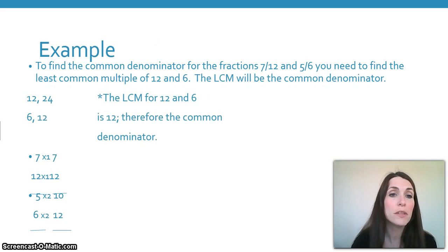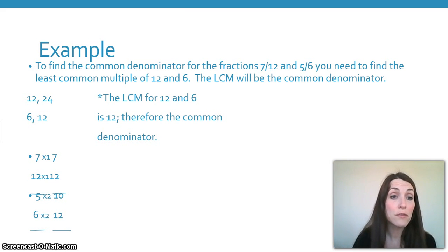Here's an example. To find the common denominator for the fractions 7/12 and 5/6, you need to find the least common multiple of 12 and 6. Do you see where the 12 and 6 came from? The 12 is the denominator in 7/12, and the 6 is the denominator in 5/6. The least common denominator will be the common denominator for both fractions.